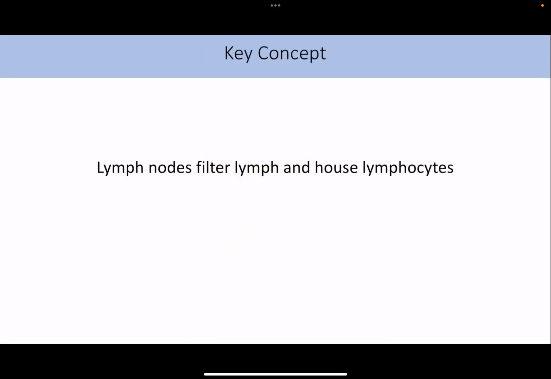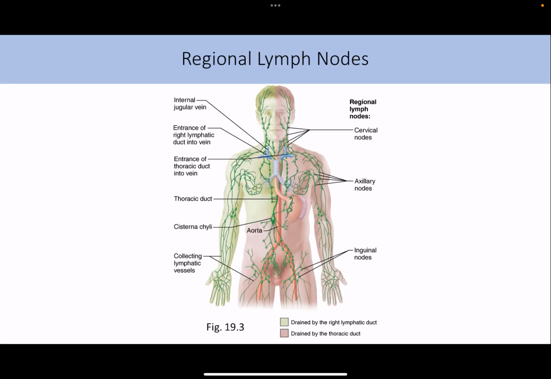Okay, so now we're going to get into lymph nodes. Your lymph nodes are going to filter lymph and house our lymphocytes. Okay, so regional lymph nodes. You have 3 different regions where you have a high concentration of these lymph nodes. You have cervical lymph nodes in the neck, axillary lymph nodes in the armpit, and inguinal lymph nodes in the groin area. So make sure you know those 3 regions: cervical lymph nodes, axillary lymph nodes, inguinal lymph nodes.